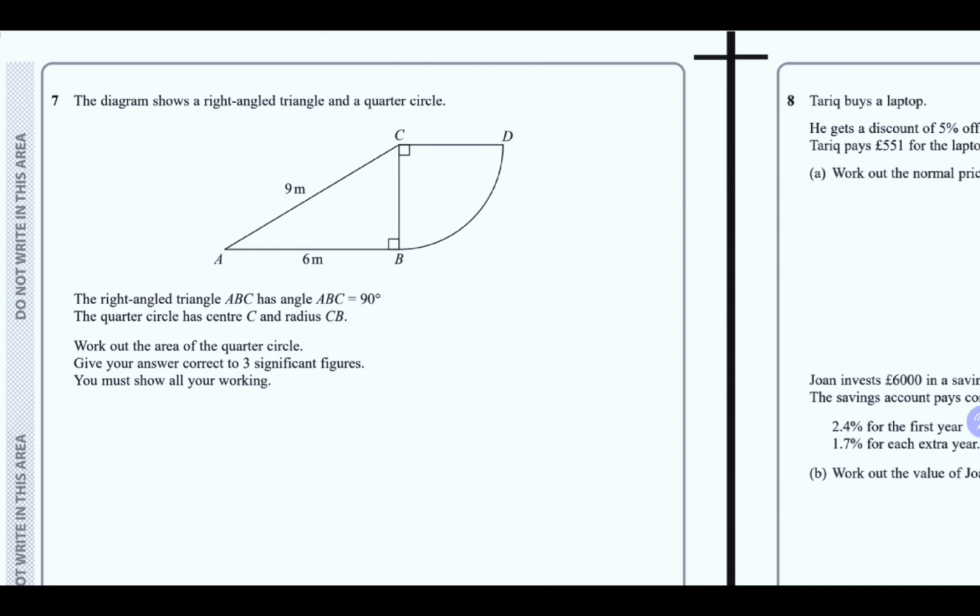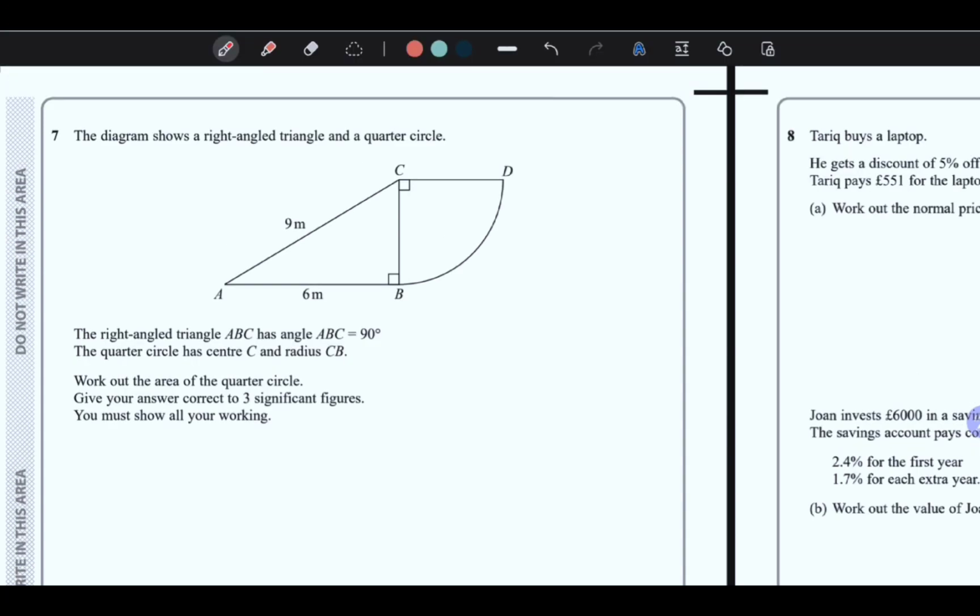Work out the area of the quarter circle. Give your answer correct to 3 significant figures. You must show all your working. Okay, if you want to get the area of the quarter circle and they're telling us that this is its radius, you can call it R, it means we need to find the radius. And we can do that using Pythagoras.